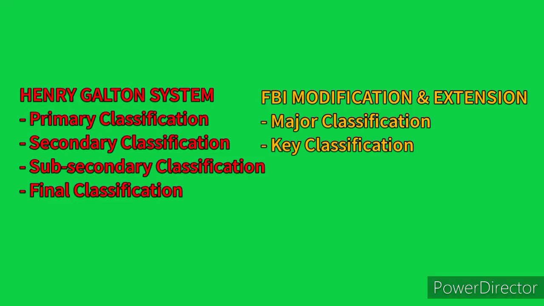Teka. Bakit may FBI modification and extension? Henry Galton system has only 4 classifications, which are primary classification, secondary classification, sub-secondary classification, and final classification. Therefore, the FBI modification and extension added 2 other classifications, which are major classification and key classification. Aha! Ganun pala yun?